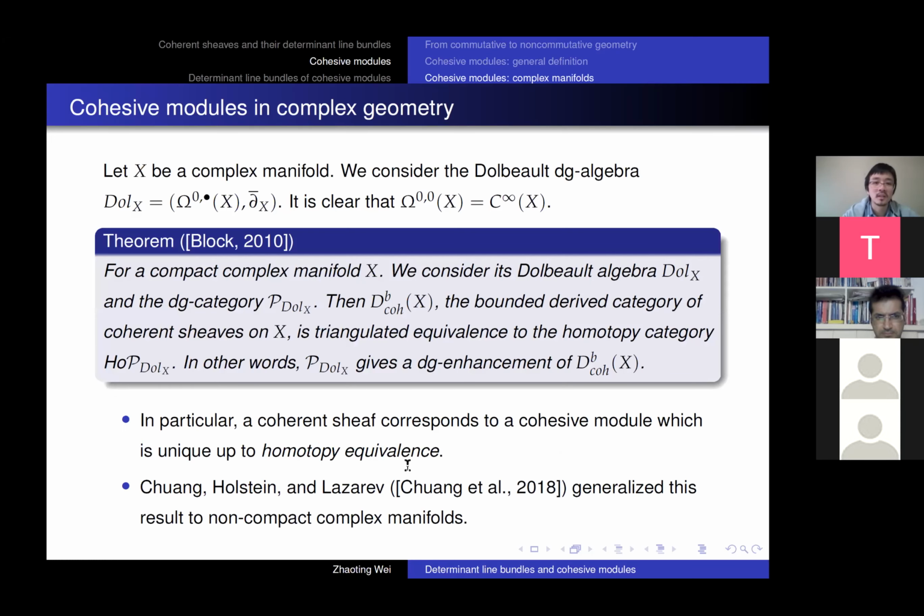The point for this in complex geometry is that if we take the differential graded algebra to be the double DGA, double differential graded algebra, then in this case the differential graded category of cohesive modules on the complex manifold X exactly gives a differential graded enhancement of the bounded derived category of coherent sheaves on X. So in short, any coherent sheaf corresponds to a cohesive module, which is unique up to homotopy equivalence. Let me give an illustration in the next page.